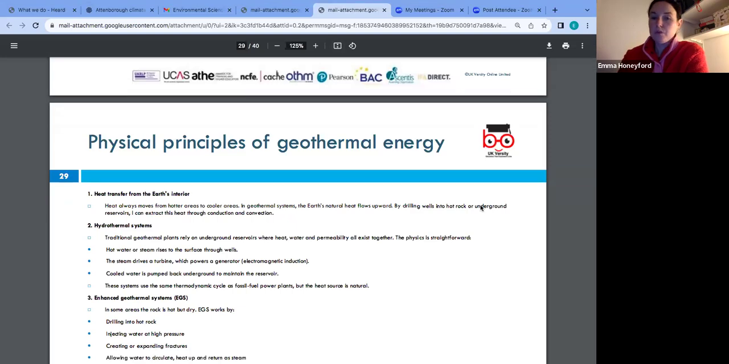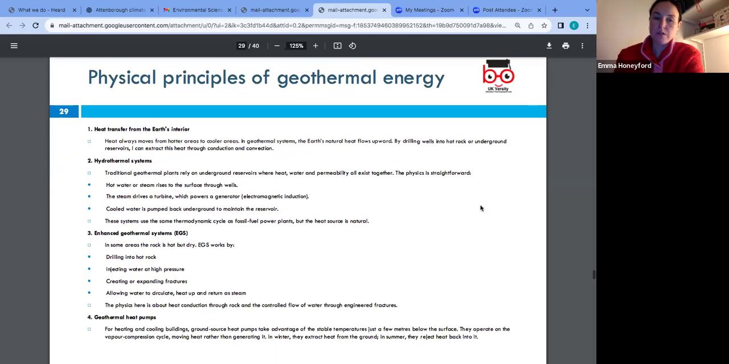So the physical principles of geothermal energy are that heat always moves from hotter areas to cooler areas. So when it comes to geothermal systems, the Earth's natural heat flows upwards. So by drilling wells into hot rock or underground reservoirs, we can extract this heat through conduction and convection. So hydrothermal systems, traditionally, geothermal plants rely on underground reservoirs where heat and water all exist together, and this physics is straightforward.